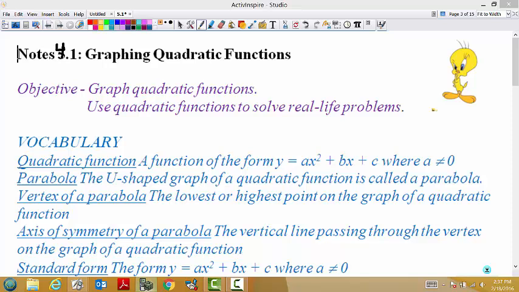Alright guys, this is lesson 4.1 and we're going to be graphing quadratic functions. And remember, the quadratic function was the parabola. It looked like this. That's my parent graph of x squared. Okay? And let's just go through the vocabulary.